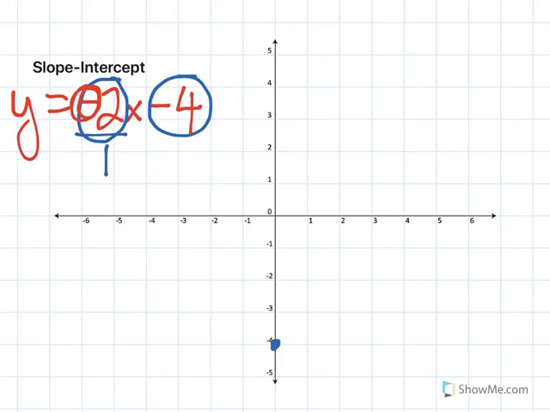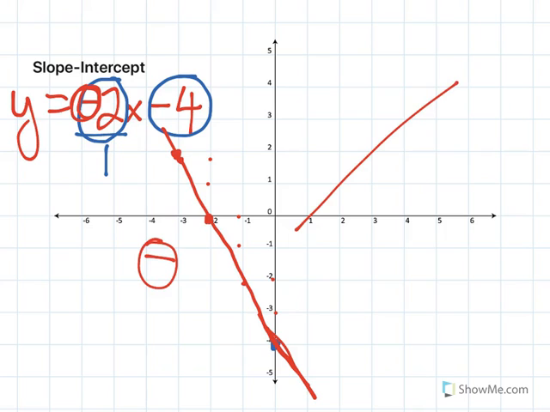So you go up 2 from the negative 4, 1, 2, and over 1 to the left, and then up 2 over 1 to the left, up 2 over 1 to the left. So this line will look something like this. And that's how you graph a line using the slope-intercept form. Okay? So remember, this is a negative slope, and if it goes up and to the right, it's a positive slope. If it's a horizontal line, it's a zero slope.